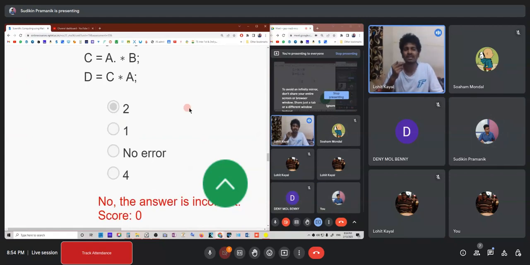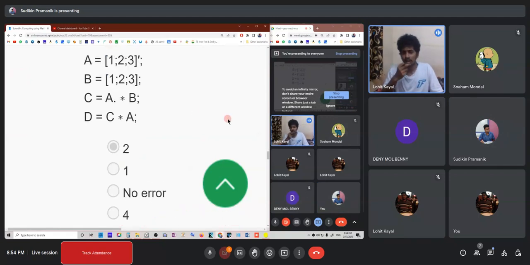Just a second. C dot star B, A dot star B. Okay, okay. So C into A. C will be again a column matrix, right? Yes, sir. So you cannot do C into A. Okay, okay, so this is one error. And what is another error?